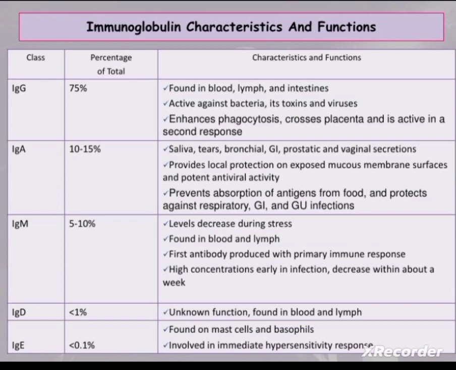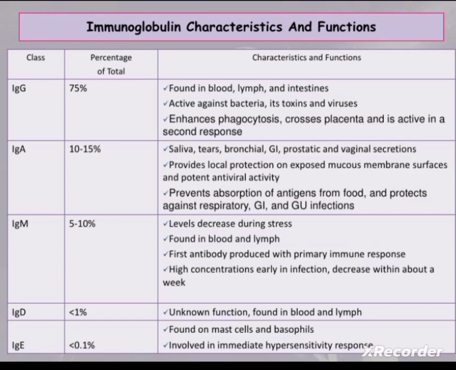Next one is IgA, that is the second most abundant class. So IgA is the second most abundant immunoglobulin present in our body. And this immunoglobulin IgA is present in saliva, tears, bronchial, GI, prostatic and vaginal secretions. It provides local protection. IgA provides local protection on exposed mucous membrane surfaces and potent antiviral activity.